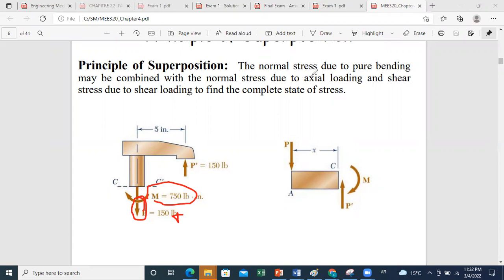So the normal stress due to pure bending may be combined with the normal stress due to axial loading and shear stress due to shear loading to find the complete state of stress.